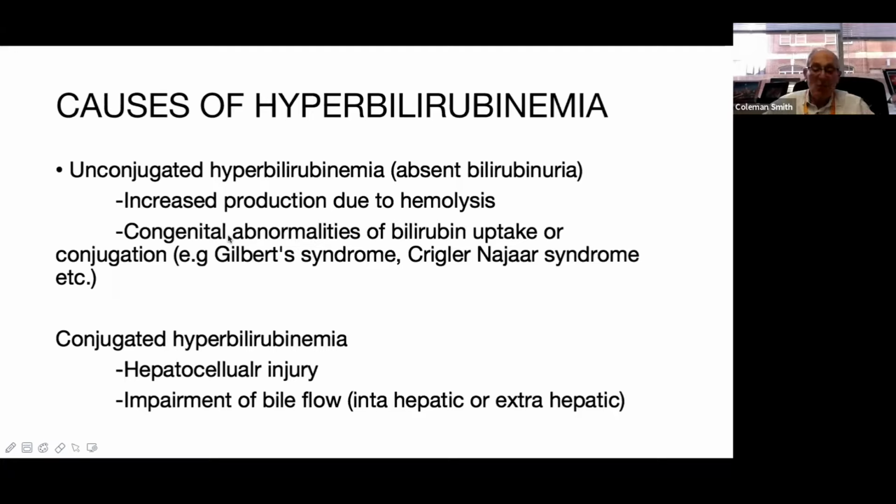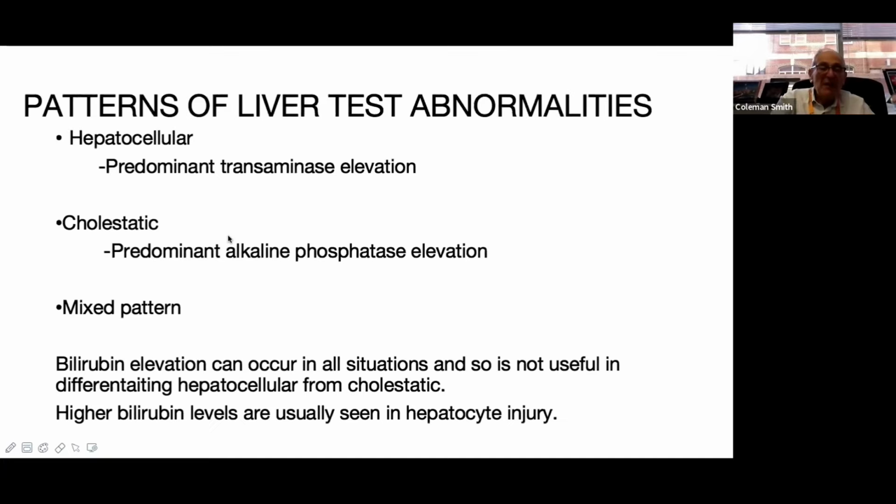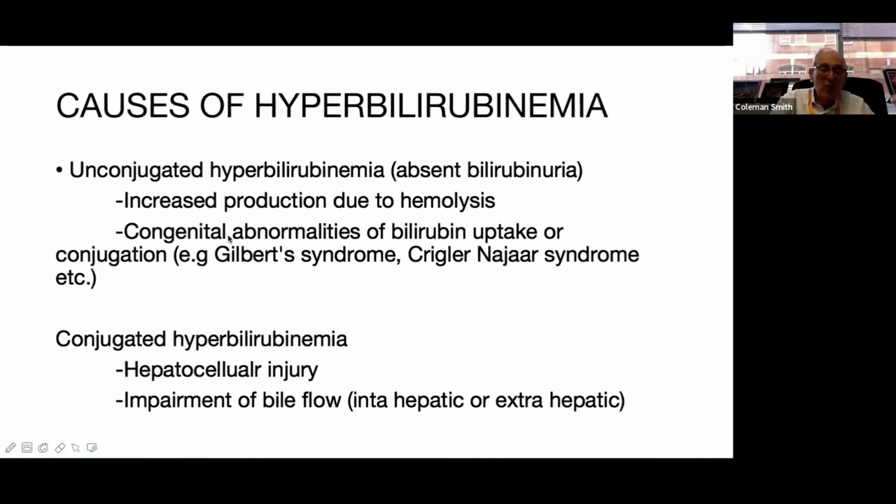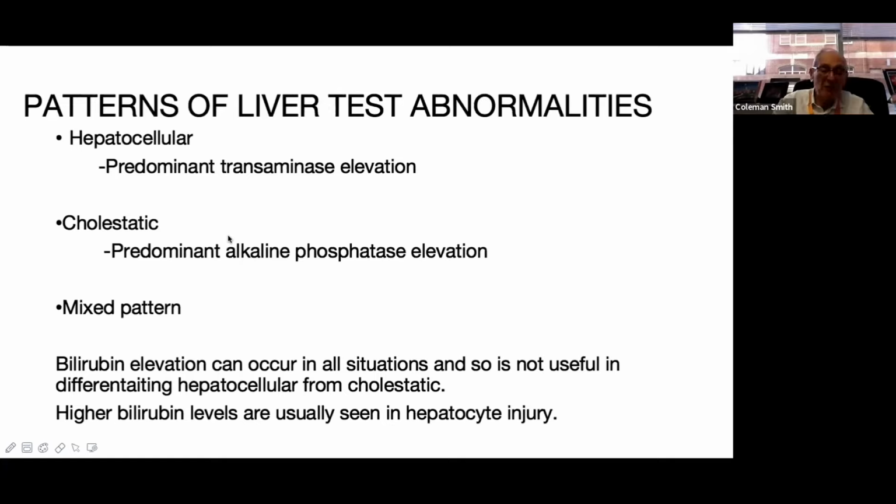The other situation in which you have increased bilirubin is because there's impairment of bile flow, either because of large duct obstruction or because of intrahepatic cholestasis due to a variety of causes. So the bilirubin level itself doesn't tell you whether it's cholestatic, in other words, due to impairment of bile flow, or whether it's due to hepatocellular injury.